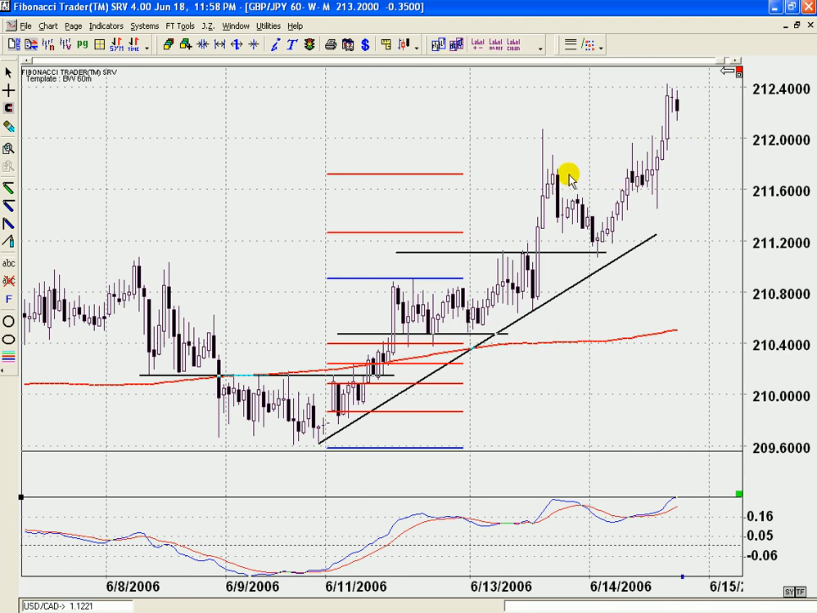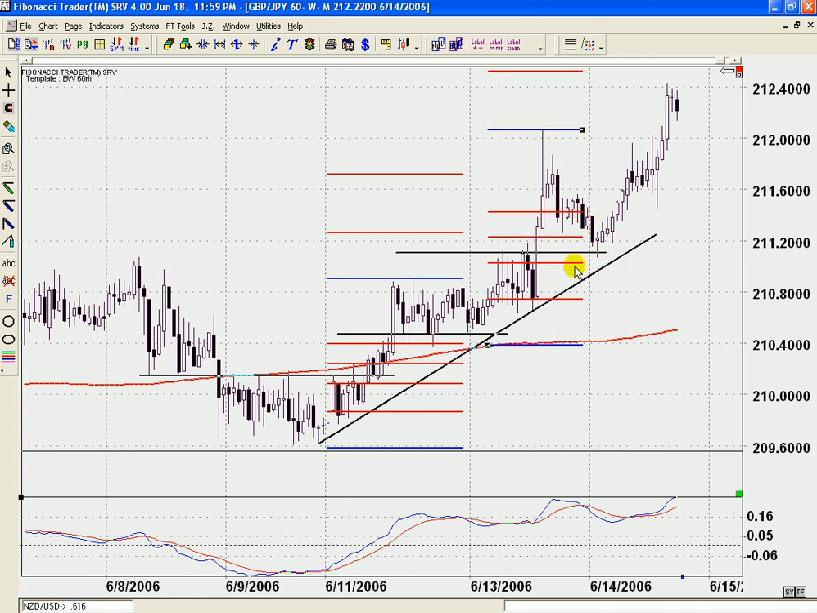And let's see here. We've got a level of support at around 212. But this is a pretty big move here. 211.20 to 212.40, 120 pip move. So let's just see. I also want to see where our Fibonacci extensions are on this move. Let's just have a quick look.